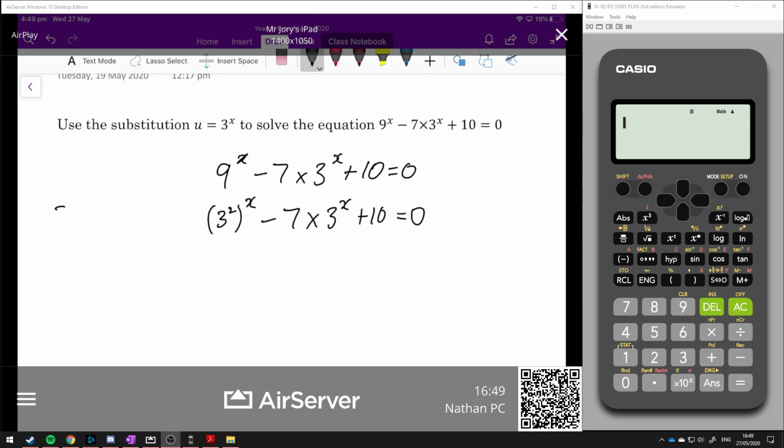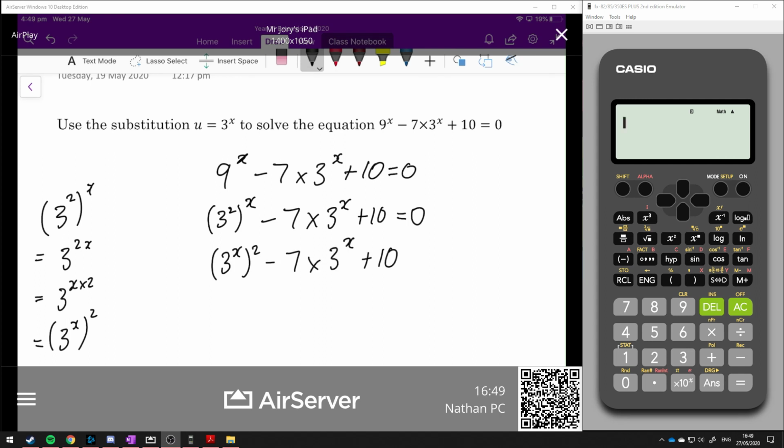Now we know that 3 squared to the power of x is the same as 3 to the 2x, which is also the same as 3 to the x times 2, which is the same as 3 to the x squared. So I can rewrite this as 3 to the x, to the power of 2, minus 7 times 3 to the x plus 10, and that is equal to 0. Okay, now that I've done that little bit of algebraic gymnastics, I'm going to apply the substitution.